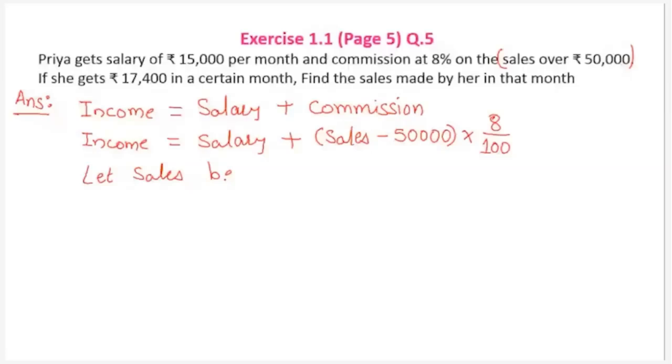Next, what is the income? Income is 17,400, is equal to salary, which is 15,000, plus sales, which we have assumed to be X, so (X minus 50,000) into 8 upon 100. Now dear student, can you solve this?